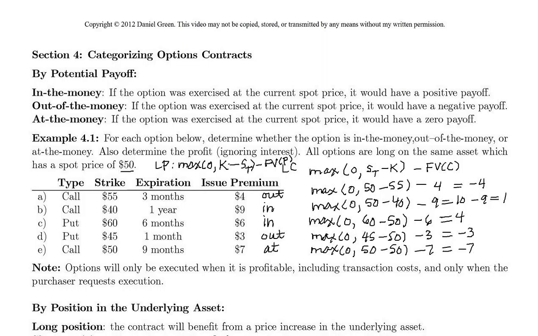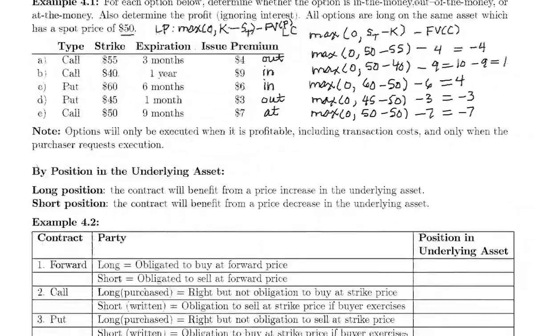So in the money, you can make money if you exercise at that point in time. Out of the money, you would lose money if you exercise at that time. And at the money, you would break even. That's excluding your premiums. Okay.